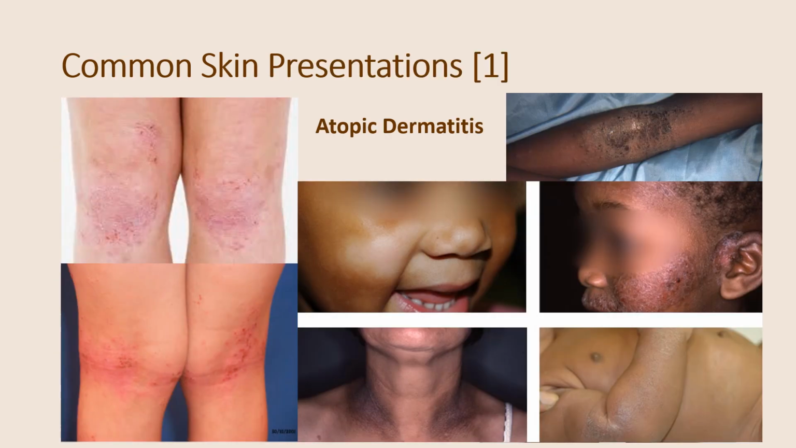Now moving on to common skin presentations. This slide shows atopic dermatitis or eczema in both lighter and darker skinned individuals. On the left, you can see the classical erythematous eczematous rash in the flexures behind the knees, and also the same rash is shown on the anterior aspect of the knees. There's also evidence of excoriations, and it's very easy to appreciate the erythema or redness at the affected sites.